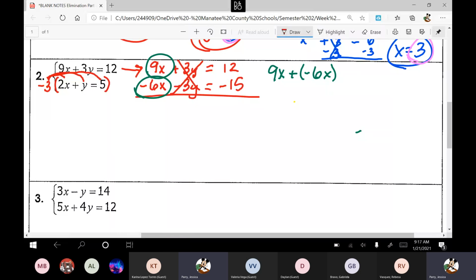So go ahead and write in the chat, what is 9x plus negative 6x? And for this, you should get 3x. Don't forget your variable x. We said that the y values are eliminated, so we can just bring down our equal sign.